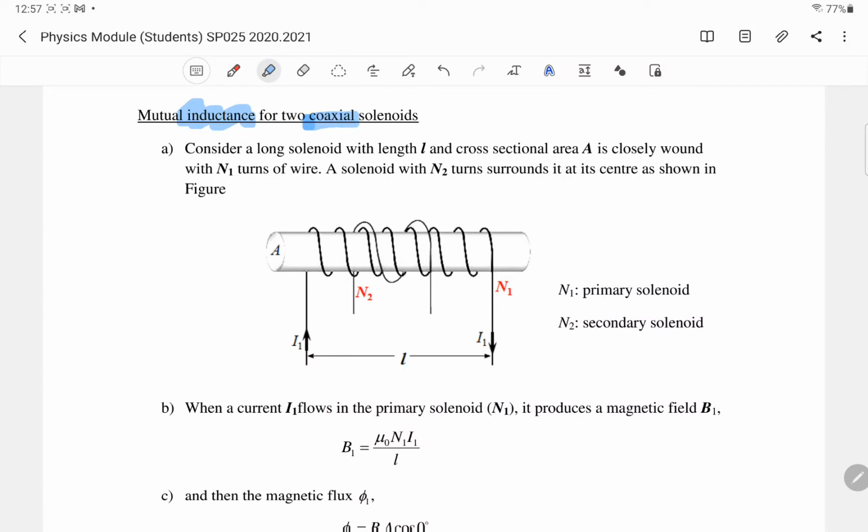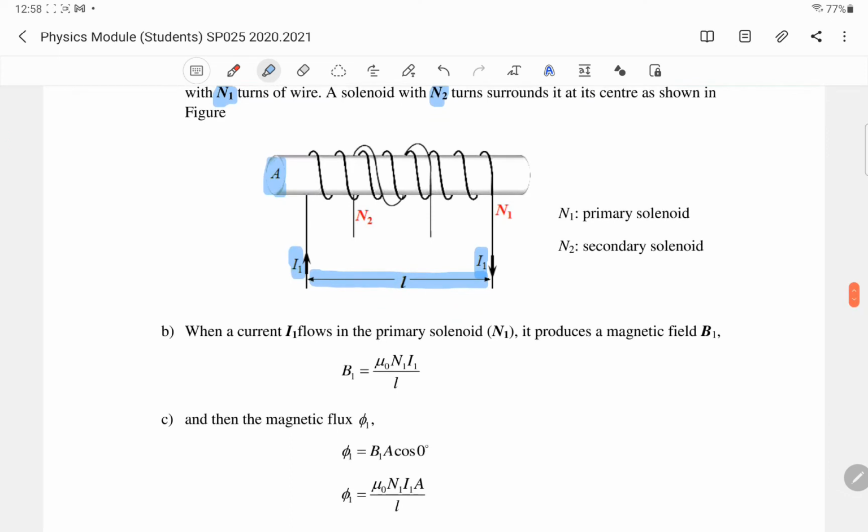Inductance for two coaxial coils. Okay, coaxial coils macam ni lah. Kita consider a long solenoid with length L, okay, and cross sectional area A, closely wound with N1 and N2 turns. Okay, so the current for N1 and N2 is the same. Okay, we also have one current.